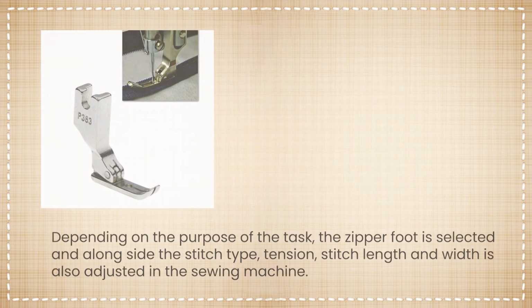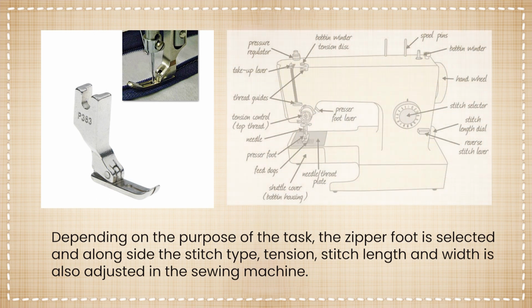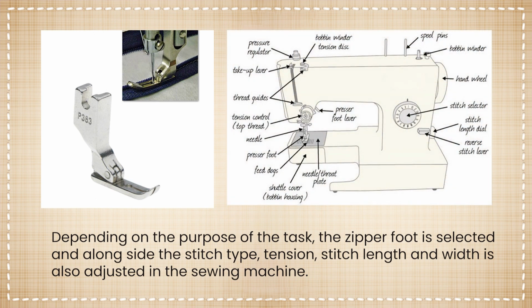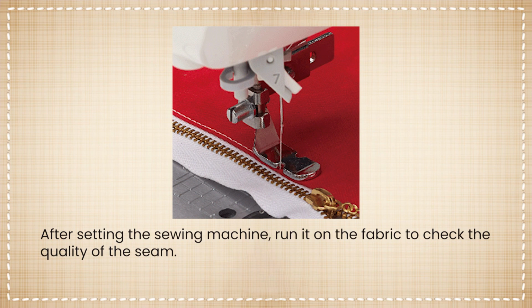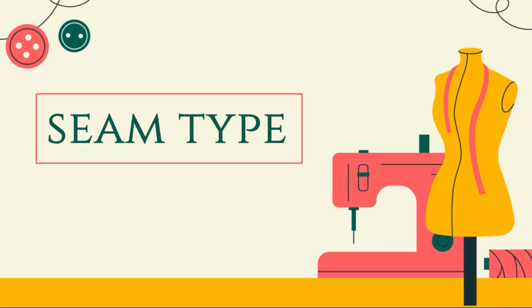So depending on the purpose of the task, the presser foot is selected, and alongside you also need to adjust the stitch type, tension, stitch length and stitch width. You need to adjust all these settings in the sewing machine. So after setting the sewing machine, run it on the fabric to check the quality of the seam. The selection of seam and seam finish is the next decision in achieving a perfect seam.